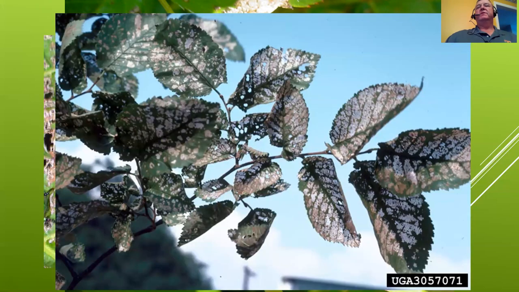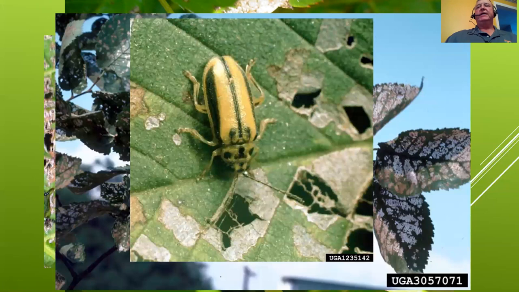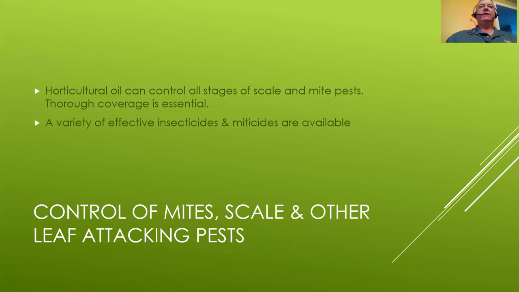Here's another example on this elm tree, with elm beetle feeding causing that kind of damage. But insects that kill the chlorophyll by sucking on the plant, or destroy chlorophyll by physically consuming the leaf tissue itself, can all reduce the amount of chlorophyll and the photosynthetic activity. What do you do about those things? The mites, the scale insects, and other leaf attacking pests.